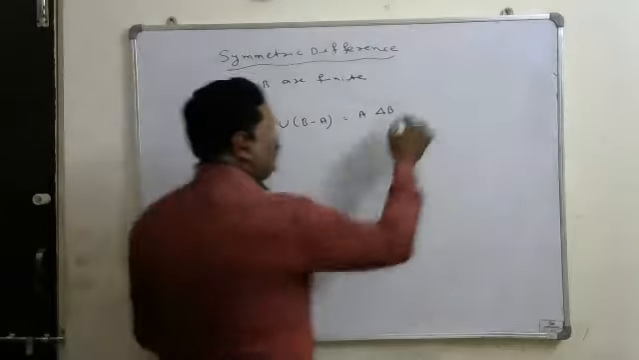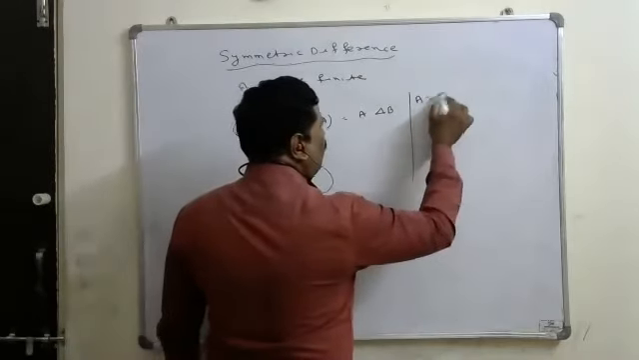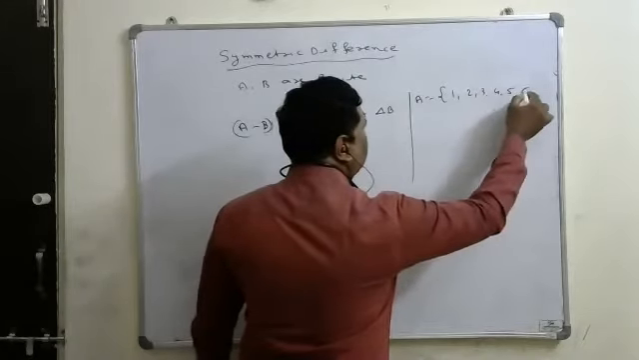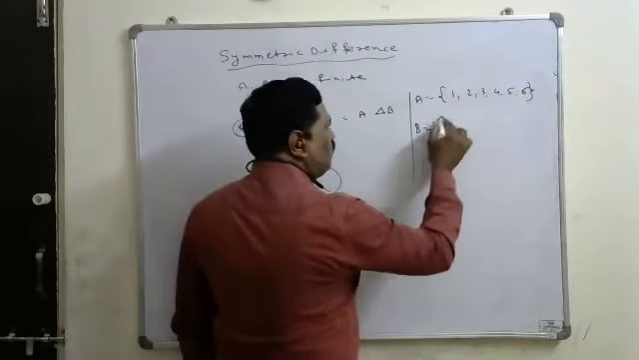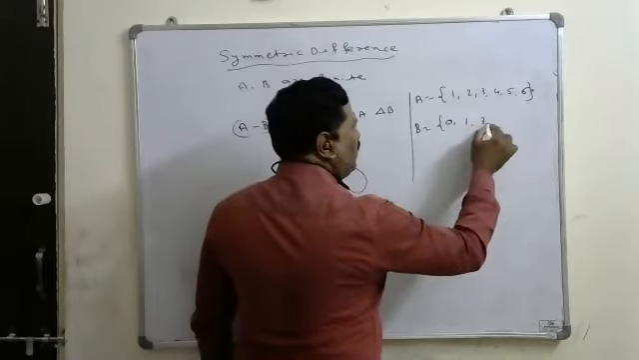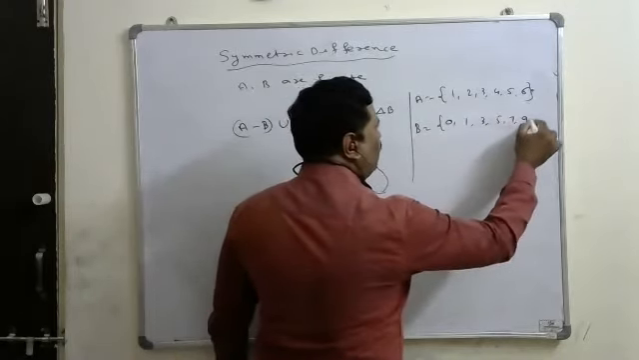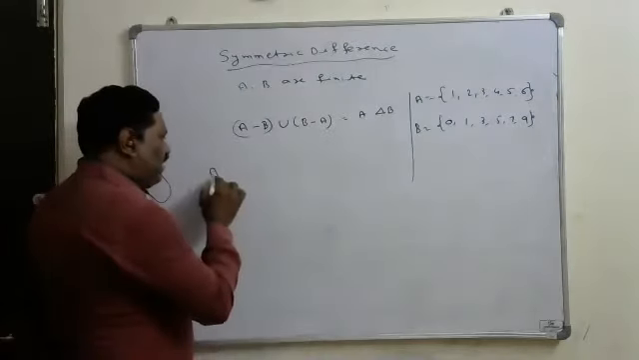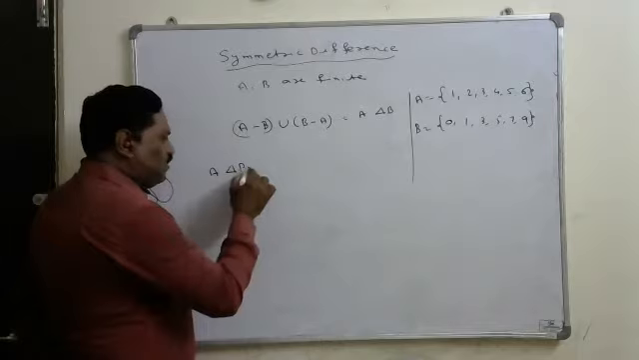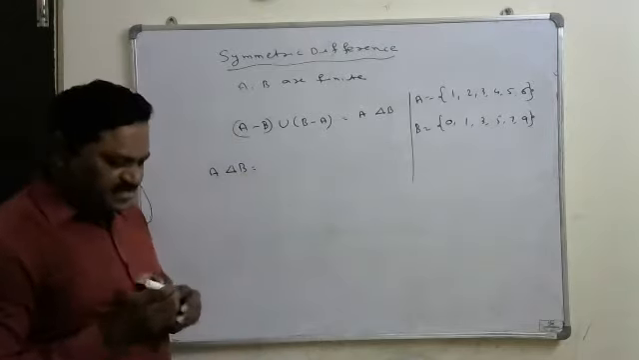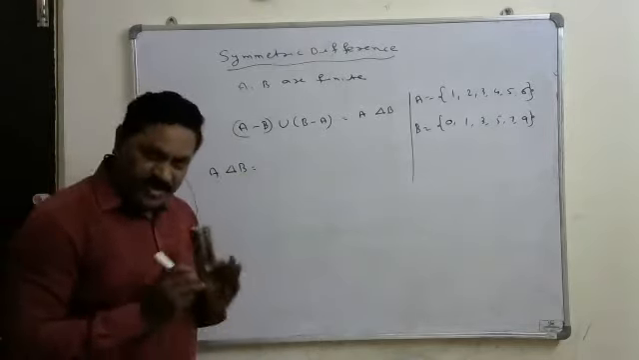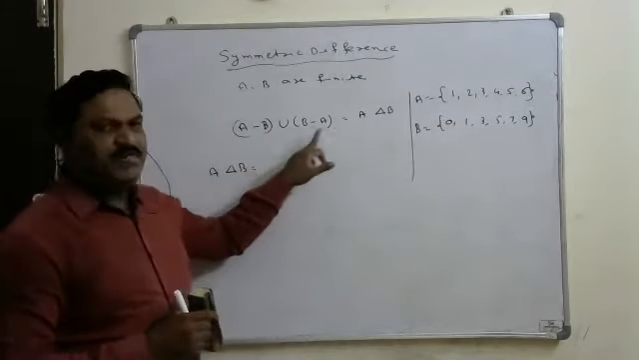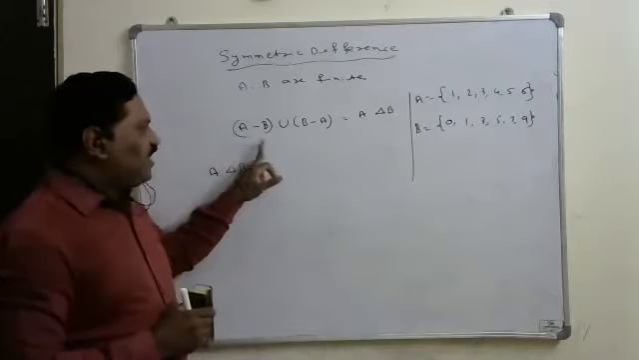Suppose, for example, A is equal to 1, 2, 3, 4, 5, 6 and B is equal to 0, 1, 3, 5, 7, 9. Now I want to find A delta B, the symmetric difference of A and B. Symmetric difference means A minus B union B minus A. First we write A minus B.